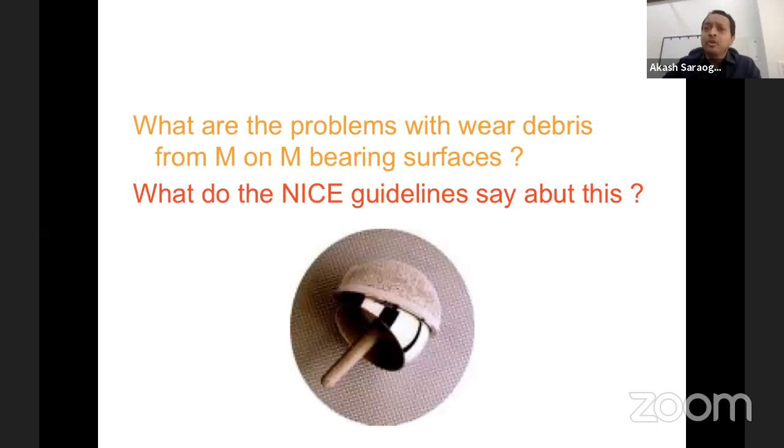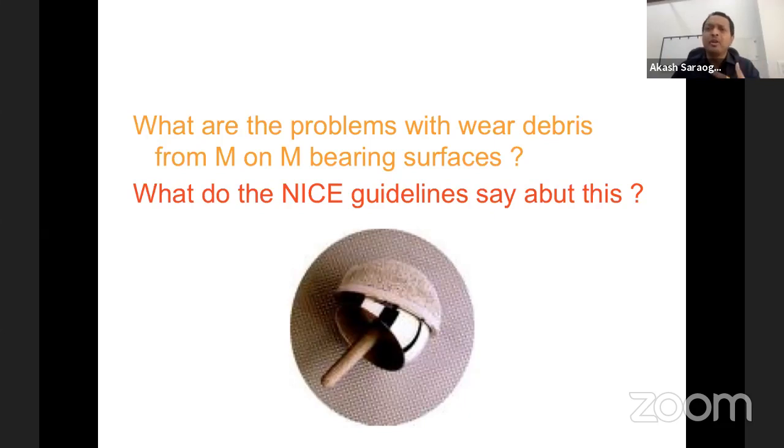What was the problem with metal on metal? Were the metal particles causing a lot of osteolysis? The answer is no. The metal particles generated were very small, submicron particles, but a lot of particles were generated. It did not do anything to the articular surface and did not cause any osteolysis. But what it caused was pseudotumors.